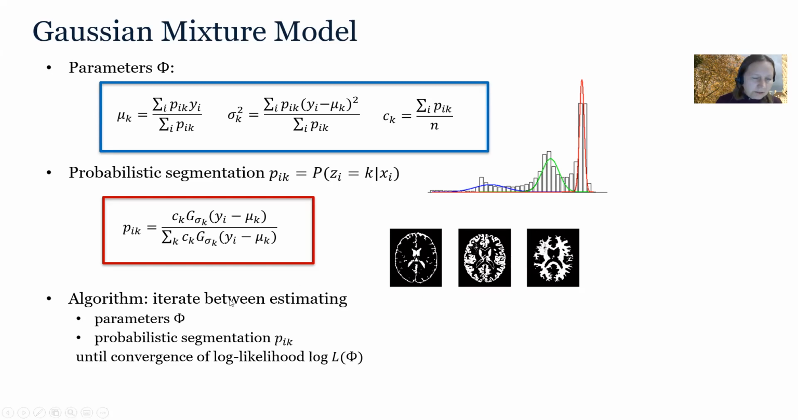And then we will again have an iterative algorithm. We will iterate between estimating the parameters phi using this set of 3 equations and recalculating the probabilistic segmentations PIK, or in a more general case, probabilistic predictions of cluster labels. And we do that until convergence of the log likelihood.